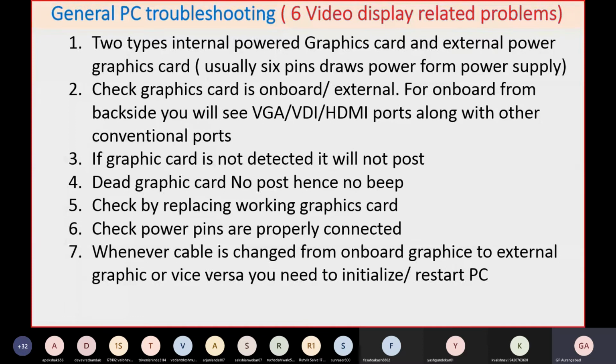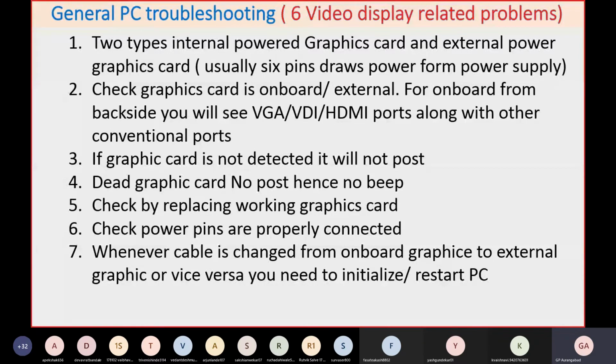Then there are two types: internal graphics card can be there, or an external graphics card can be there. That means video cards can be onboard or external. As I said, in the last 10 years, mostly these are onboard cards. Unless and until you need multimedia work or very high graphics oriented work, only then do you need additional external video cards. Check whether the graphics card is onboard or external. For onboard, from the backside you will see VGA, DVI, HDMI ports along with other conventional ports.